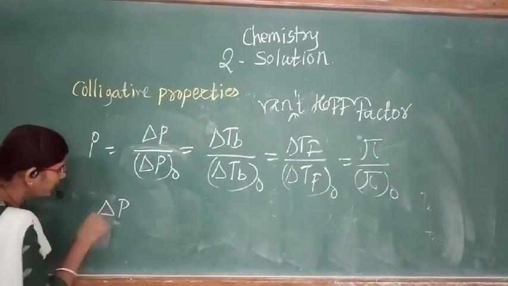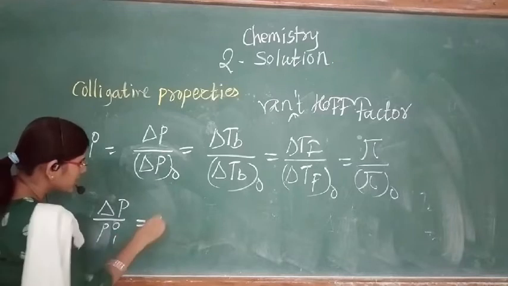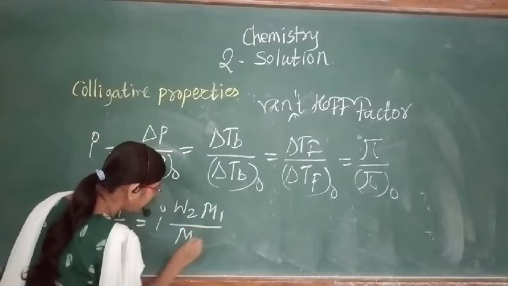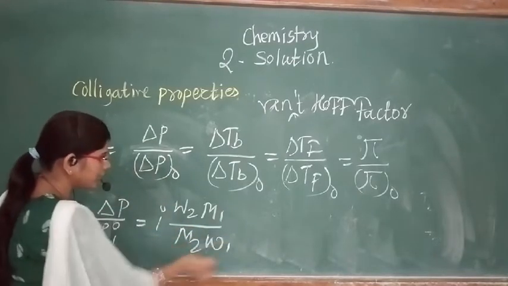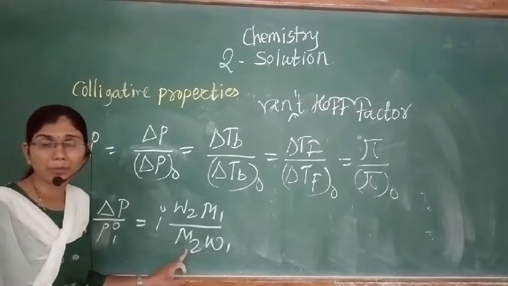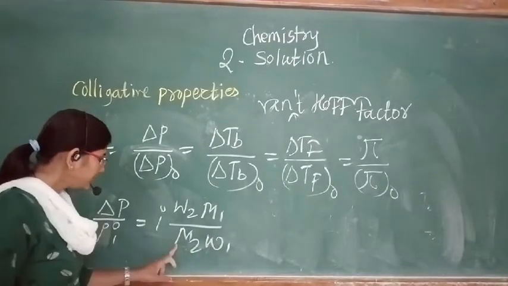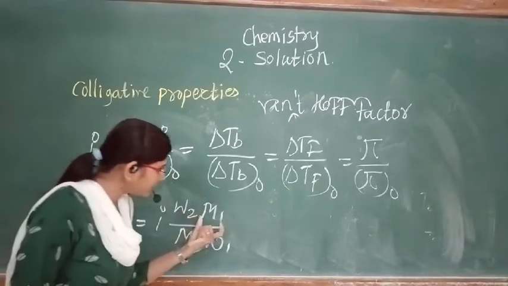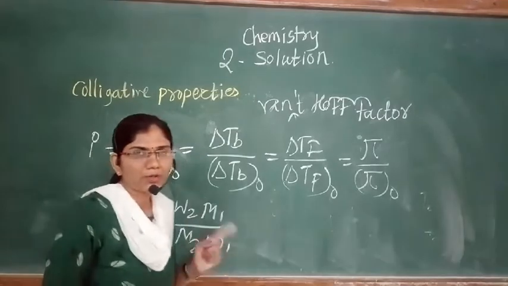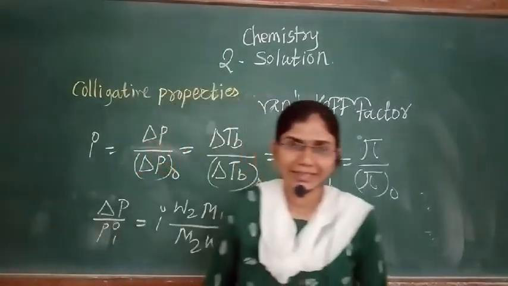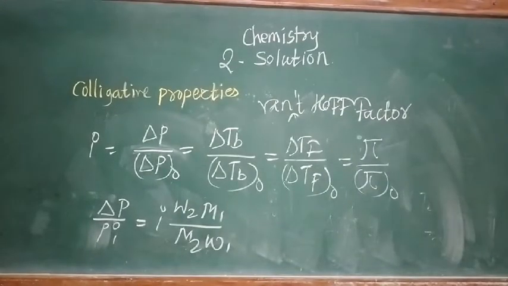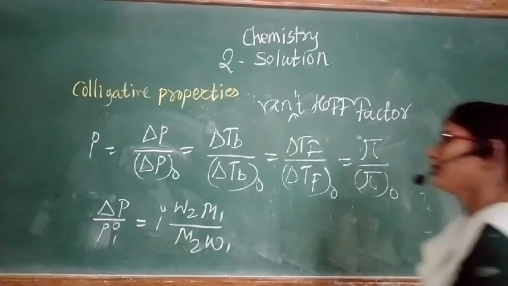Here delta P upon P naught 1 is equal to i, with W2, M1, M2, W1, because this is the theoretical colligative property. This is the relation between observed colligative property and theoretical colligative property. Observed is for the electrolyte and theoretical is for the non-electrolyte.